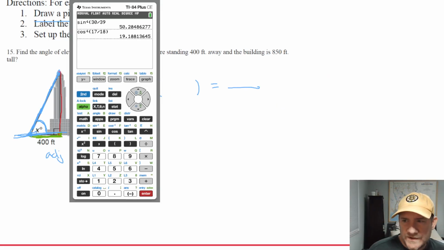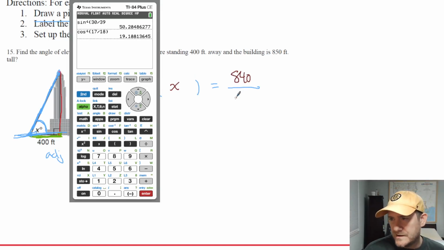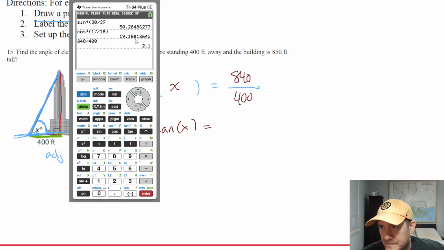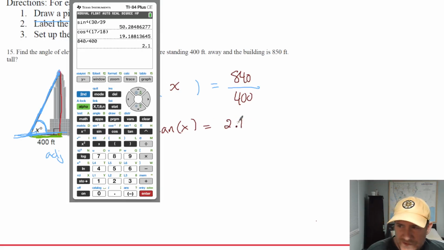Alright, so what are we doing? We're going to take the tangent of x. We're going to set it equal to opposite over adjacent, so 850 over 400. Okay, so I think the next step is to actually figure out what the 850 over 400 is. Alright, so as a decimal, that's only 2.1. And usually we like to have 4 decimal places. If you really want to, you can make them all zeros or something.